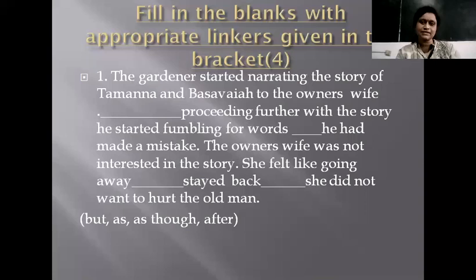The gardener started narrating the story of Tamanna and Basavaya to the owner's wife. After proceeding further with the story, he started fumbling for words; but may not be there, because he's not telling something contrasting. Then, as though he had made a mistake. The owner's wife was not interested in the story. She felt like going away, but, see, two contrasting ideas are there: she wanted to go away, but she did not go. She felt like going away, but stayed back, as she did not want to hurt the old man. Here one passage completes and you will get full 4 marks.